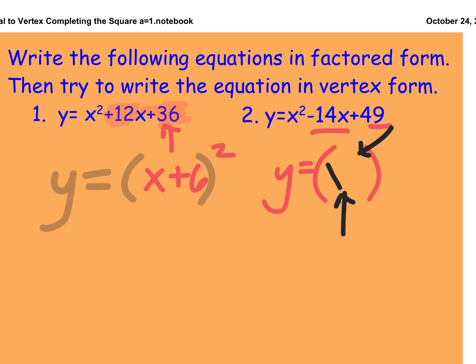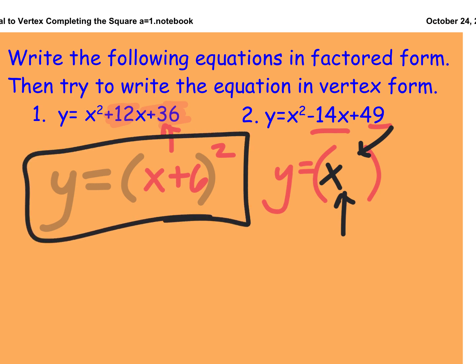Okay, so x and then what? I know the square root of 49 is 7, so what do I put? It looks kind of like this. Minus 7. Yes, there's a minus because of this. Very good. And you want to finish it? X minus 7. Hint: look at the last one. Squared. Otherwise, it wouldn't be in vertex form. X minus 7, quantity squared.